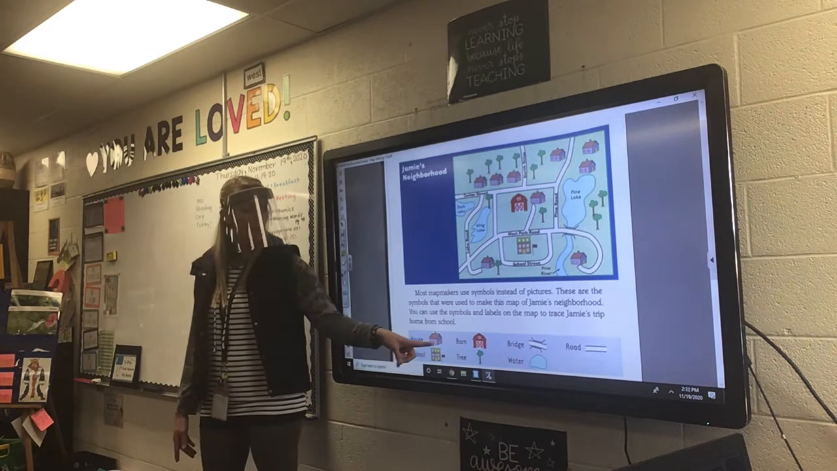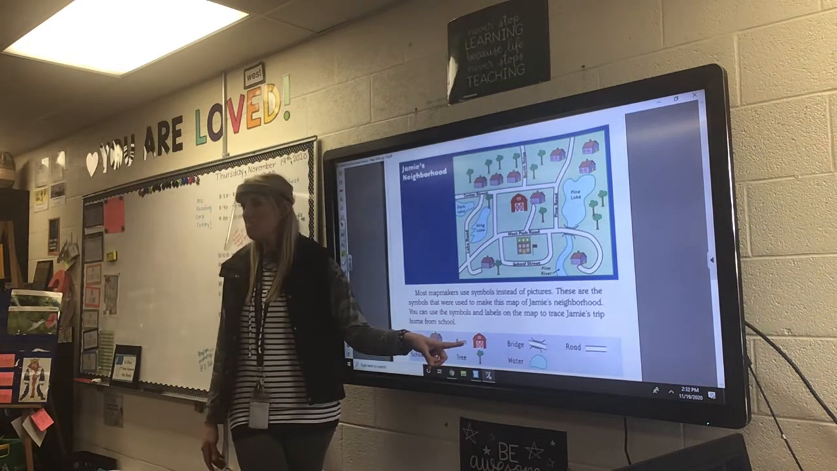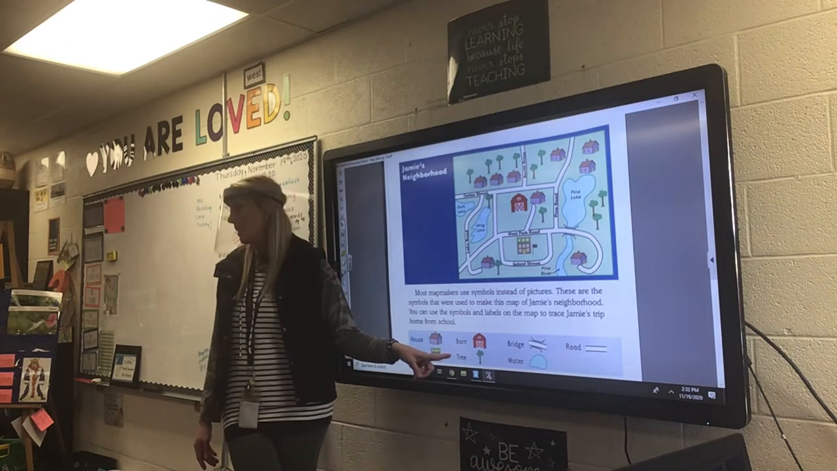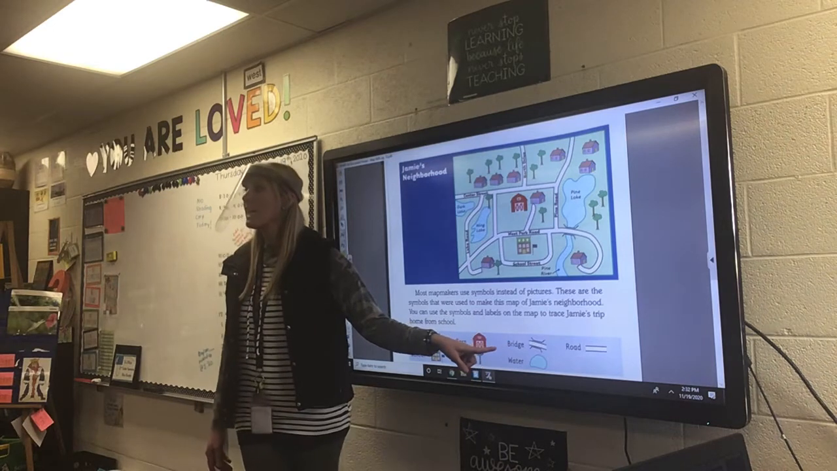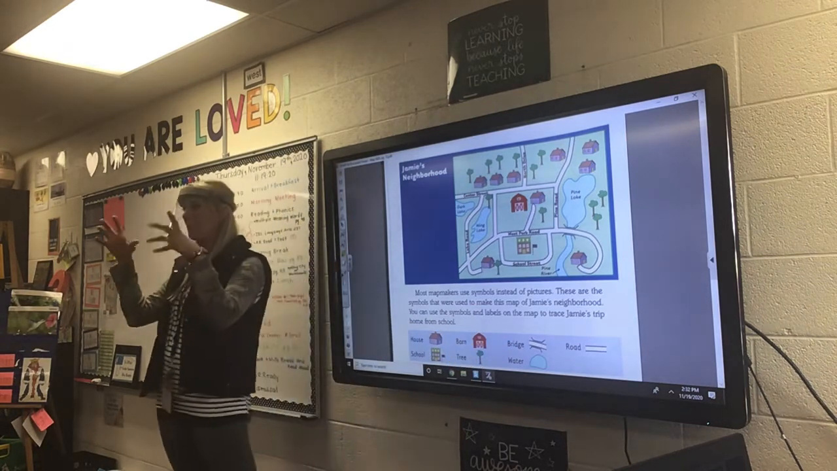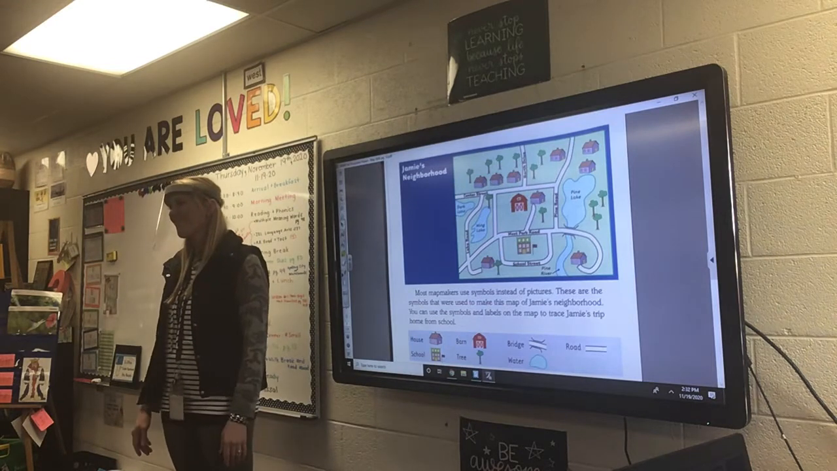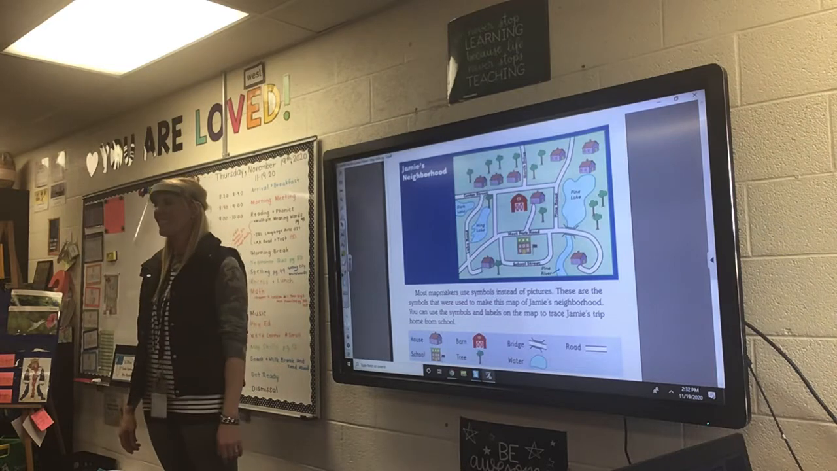Yep. Over here is a barn. Does that look like what a barn would look like? Yeah. A tree, what do you guys think? Yes. This one is a bridge. Basically, it's up in the air. Some bridges are longer, some bridges are shorter, so basically the same.